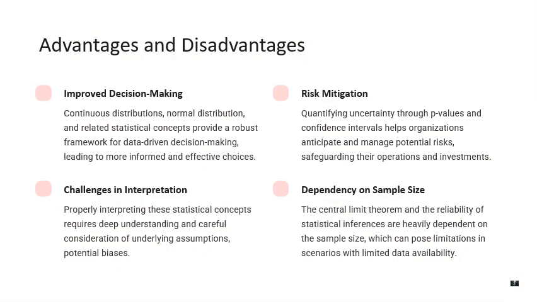Let us see some of the advantages and disadvantages. Improved decision making. Continuous distributions, normal distribution, and related statistical concepts provide a robust framework for data driven decision making, leading to more informed and effective choices. Challenges in interpretation. Properly interpreting these statistical concepts requires deep understanding and careful consideration of underlying assumptions and potential biases.